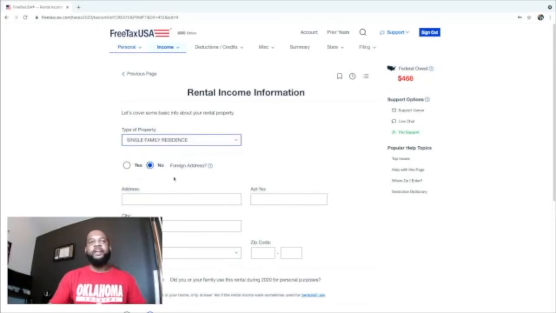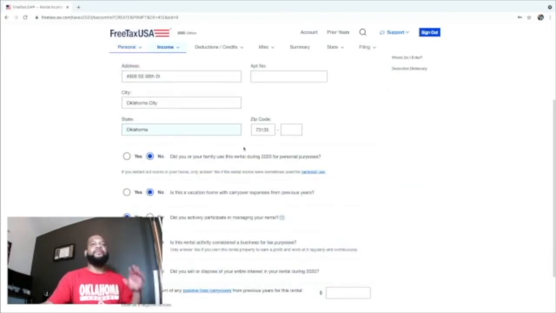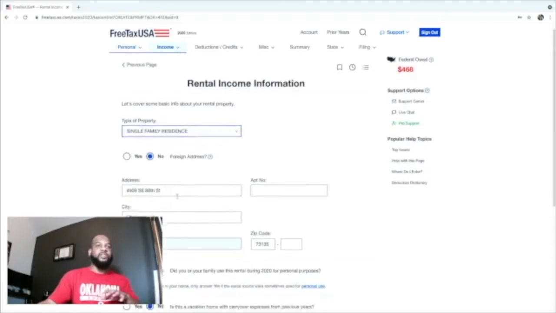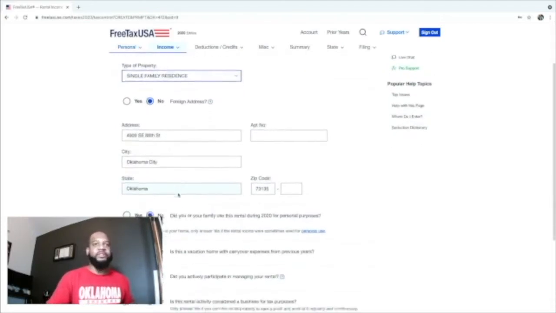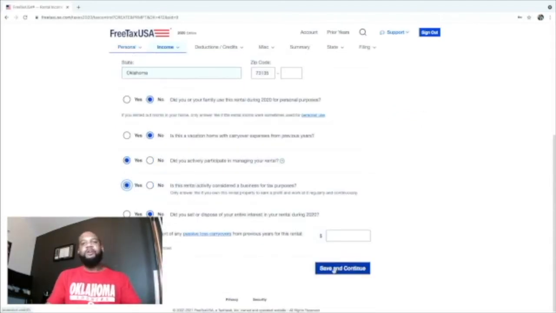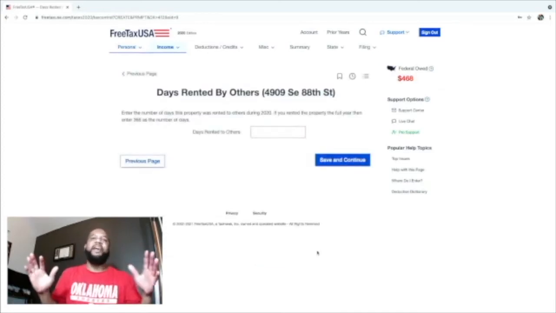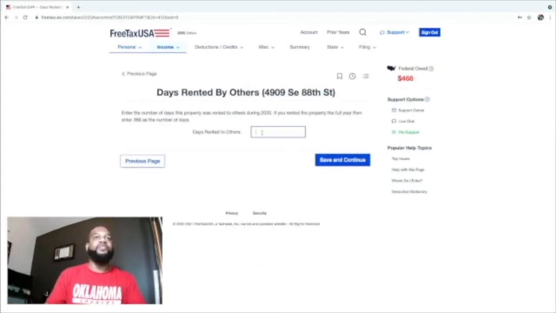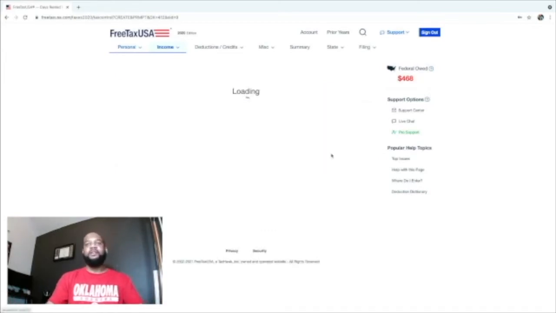Okay, is this a foreign address? No. Okay, so I got all the information on the address of the property. This is a random address, so don't try to get it. Never carry over a loss, okay? Not saying never, but don't do it today. All right, days rented. Since this is TaxUSA for 2020, there's 366 days, but usually there's 365. So we're going to put the 366 in there.